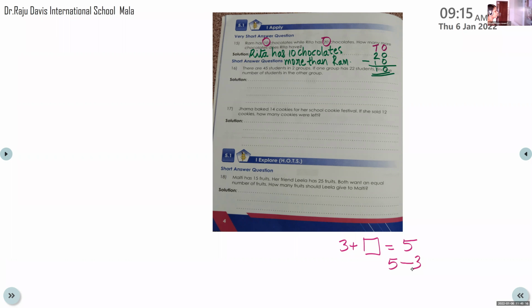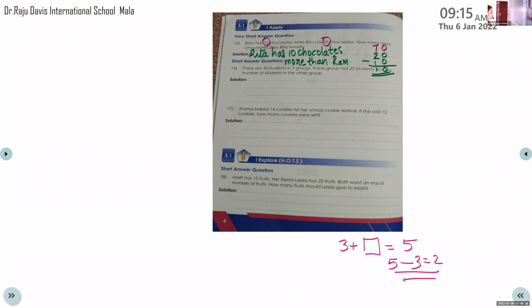What is 5 minus 3, Rayan? 5 minus 3 is equal to 7? And 5 minus 3 equal to? Yes, now you tell the answer. 5 minus 3 is equal to 2. This is the way you got the answer.